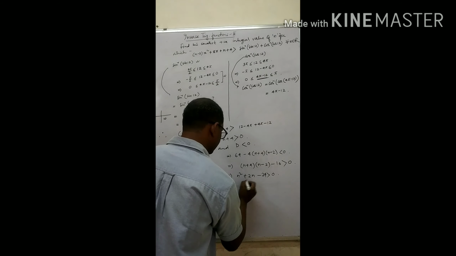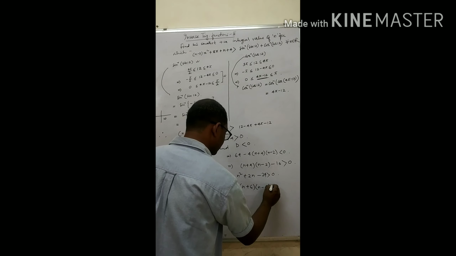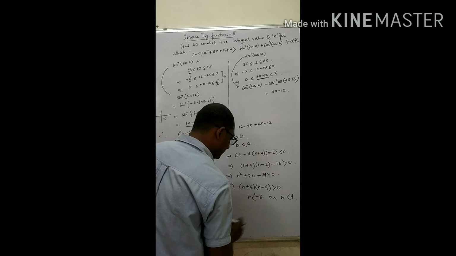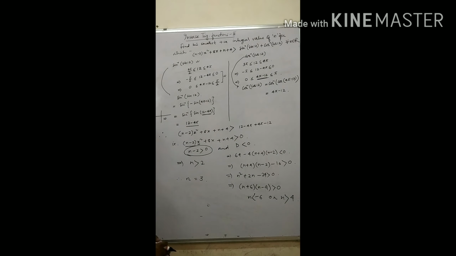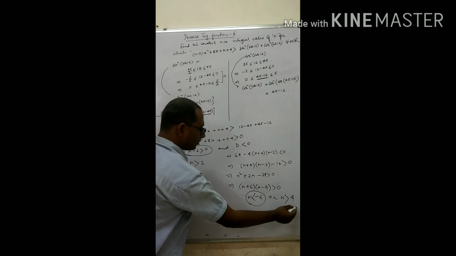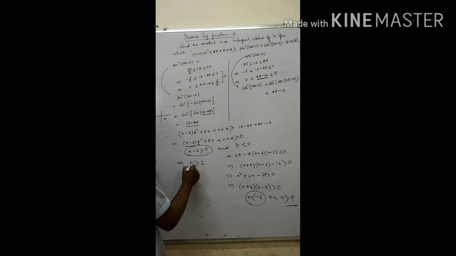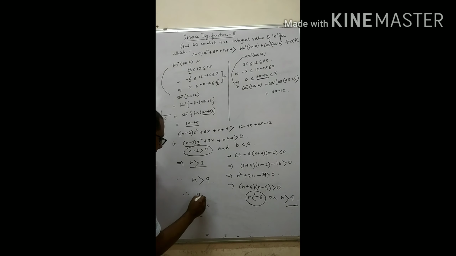This implies n is greater than 4, sorry, n is greater than 4 and n is less than minus 6. So the coefficient condition says n is greater than 2. n less than minus 6 is invalid because we are talking about positive integral values, so we will go for n greater than 4. The intersection with n greater than 2 is n greater than 4, and we are looking for the smallest positive integral value of n, which is n equal to 5.